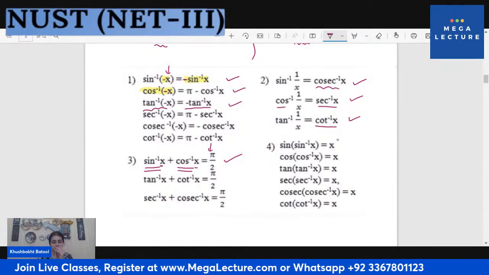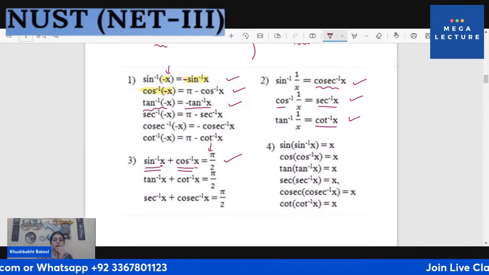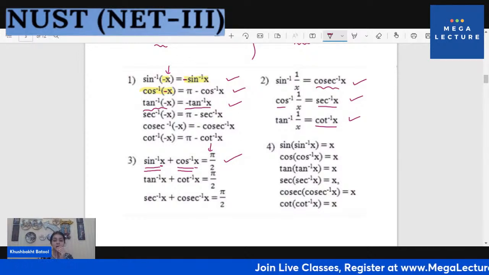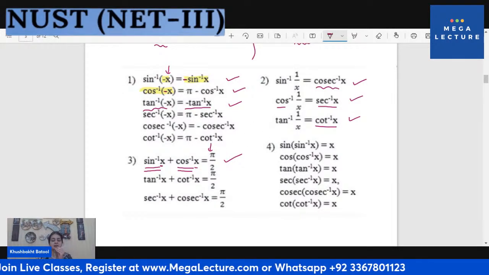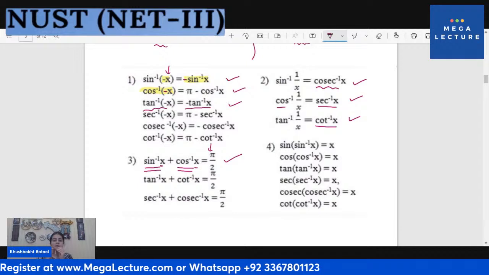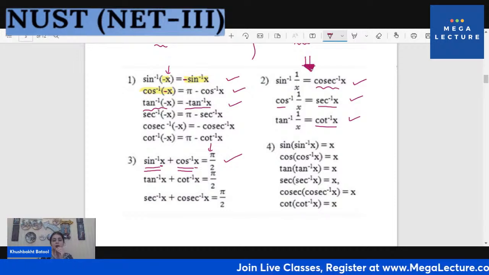And cot inverse of x is not equal to 1 by tan inverse x. Please, it is equal to tan inverse 1 by x. These are important. I'm emphasizing them because these identities are always messed up by students. They get confused for some reason and they end up making blunders. Please be clear about these. You'll see we'll be using these identities again and again. That is why I want you to memorize these.